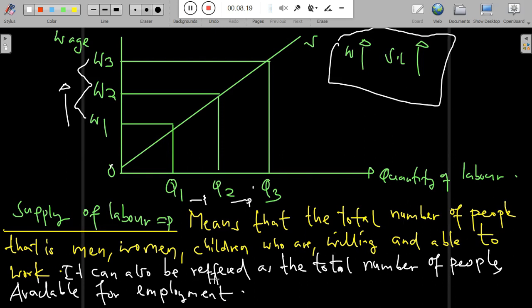What do we mean by supply of labor? The supply of labor means the total number of people, that is men, women, and children, who are willing and able to work. That is the meaning of supply of labor. So it can also be referred to as the total number of people available for employment.